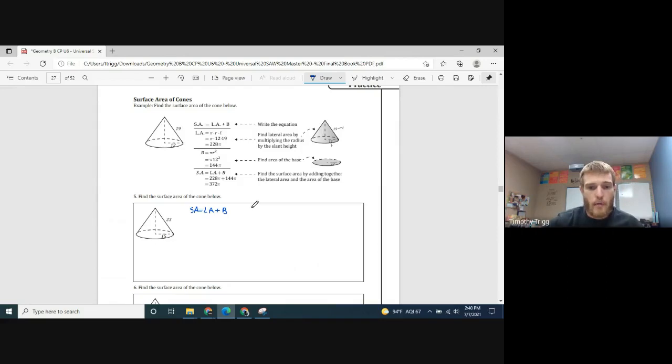First, how do we find the lateral area? Our lateral area is pi times r times L. In this case, that's pi times r, our radius, that's 15, times the slant height, 23. So that's 15 times 23, 345 pi.